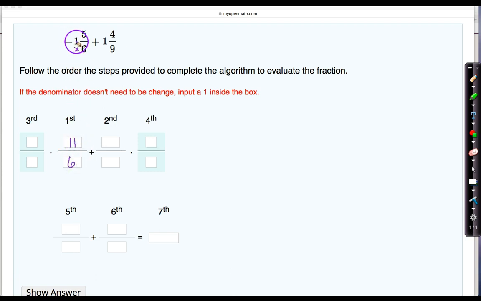But notice here it is a negative fraction, so I'm going to go ahead and count this as a negative 11/6. Repeating the process here, 9 times 1 is 9, plus 4 is 13. So this is going to be 13/9. But notice this is a positive fraction, so this 13 stays positive.